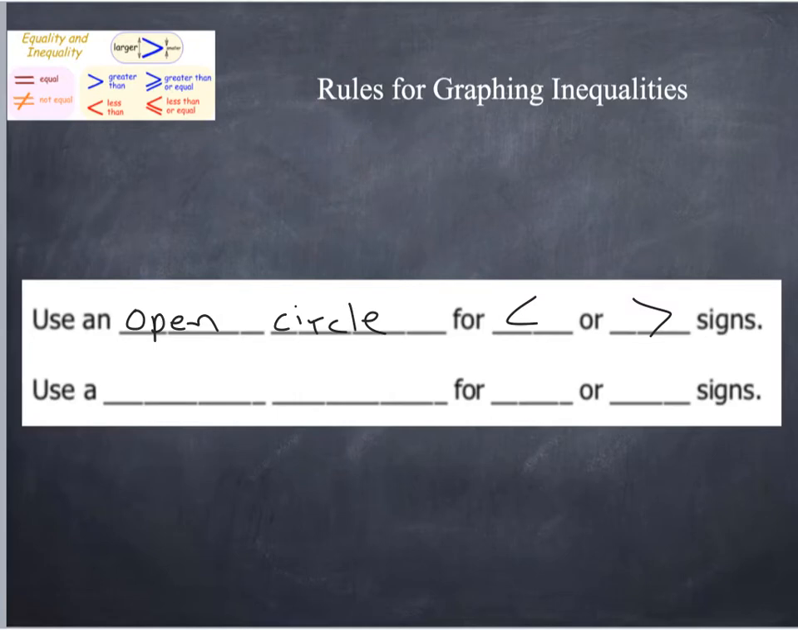Now, we're going to use a closed circle when we have less than or equal to or greater than or equal to signs, and that's because you can actually be equal to what's on the right-hand side, and that's why it's a closed circle. That shaded circle represents that our answer could actually be that same number, whereas if we have an open circle, it says we cannot include that number. It's either going to be smaller than or bigger than that number. I'll give you some examples in just a moment.